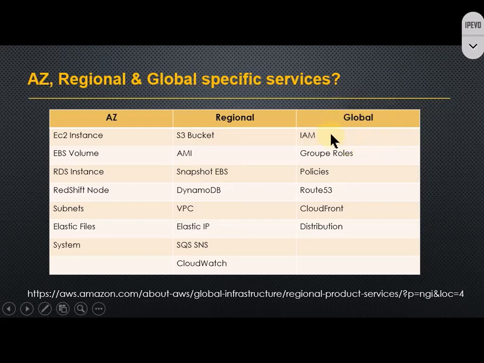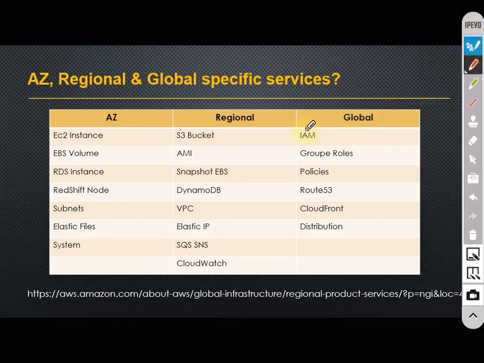For example, IAM has to do with creating users, groups, roles and policies. So these are global services. Then Route 53 is nothing but the DNS service. If you're familiar with what protocol number 53 is assigned to, it is assigned to DNS. So Route 53 is the DNS service. Then CloudFront and distribution are also specific to global services.